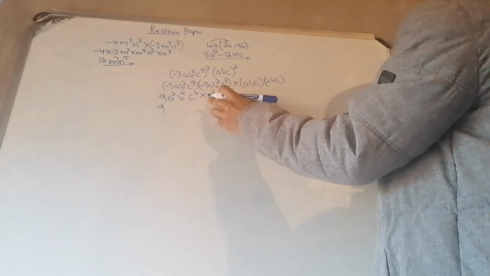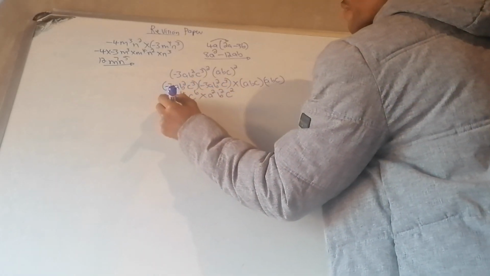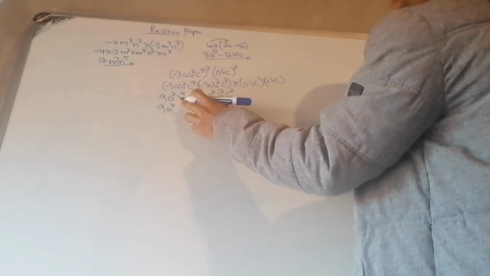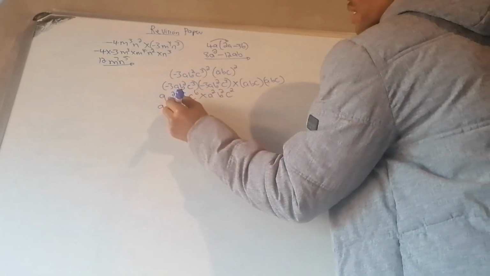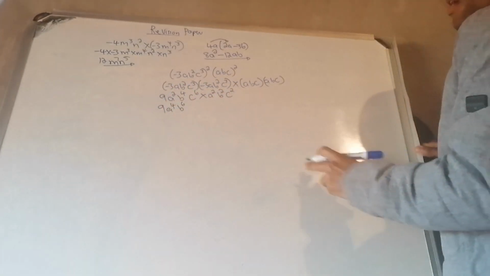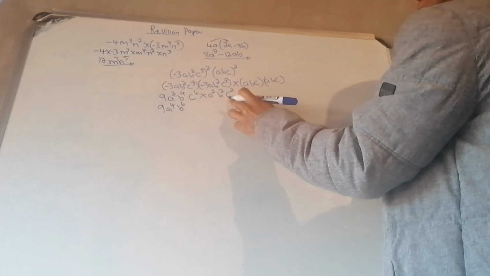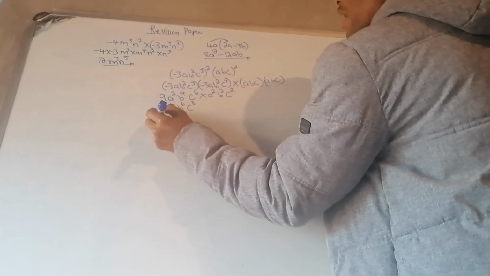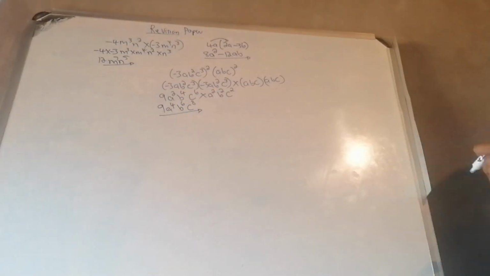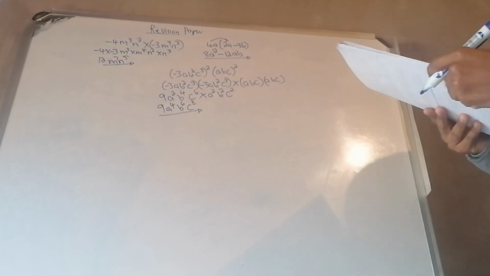A squared multiplied by a squared, a4. B4 multiplied by b squared, b6. C6 multiplied by c squared, c8. And then we are done. Sit down and practice.